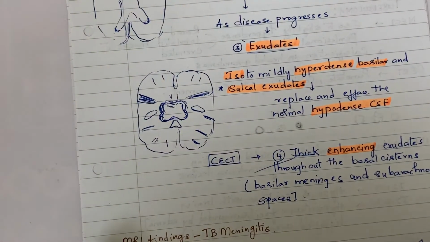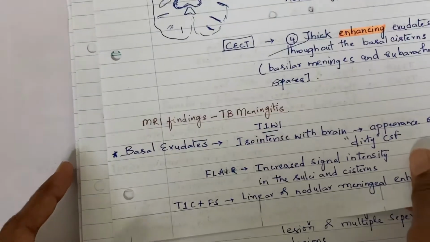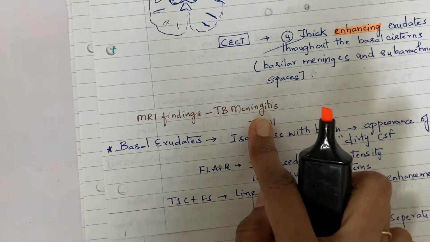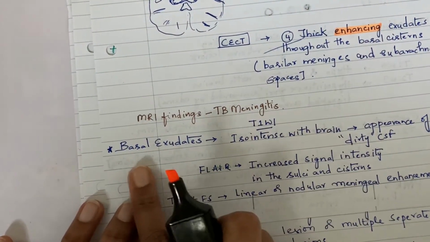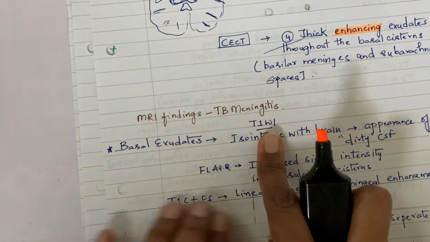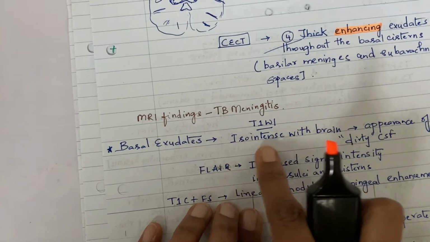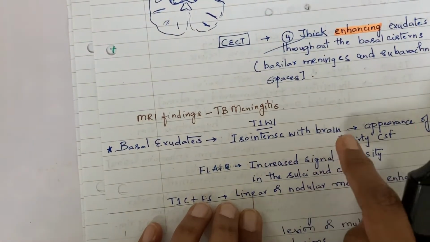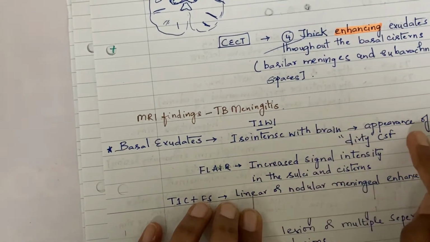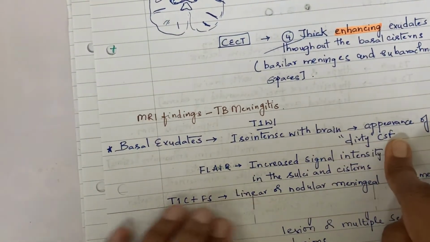Okay. Coming to MR findings. What are the MR findings? On MRI, how does TB meningitis look? Coming to basal exudates on T1 weighted imaging, they are isointense with the brain. How is the brain? They also appear like that only, isointense. That's why it gives an appearance of dirty CSF.